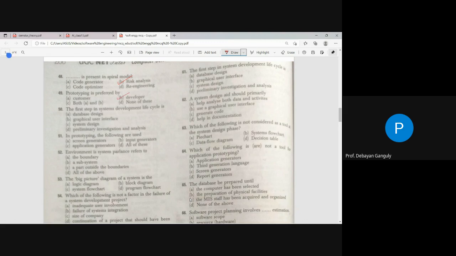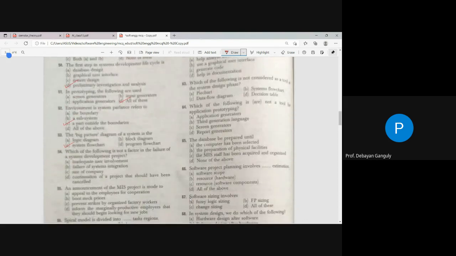The first step in the system development life cycle is preliminary investigation and analysis. In prototyping, the following are used. That means all those things are used. Environment in system parlance refers to the part that is outside the boundary. The big picture diagram of a system is, you can say, the system flowchart.